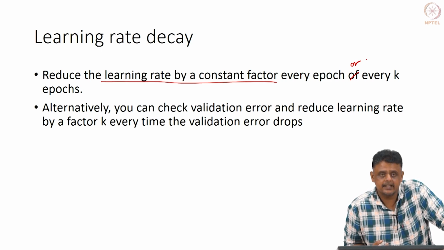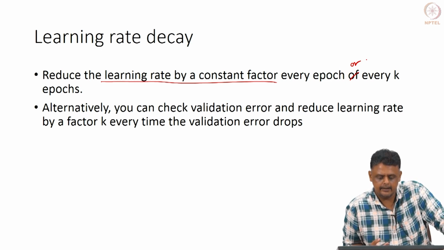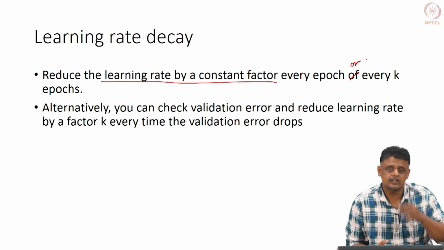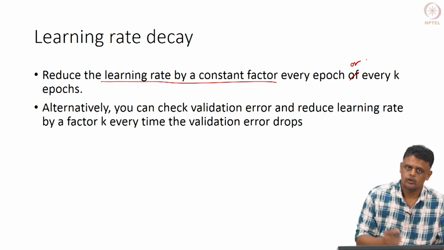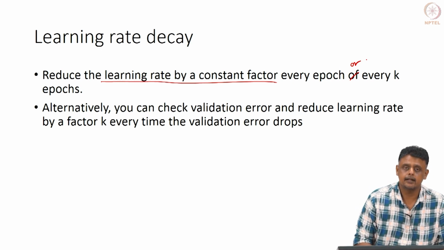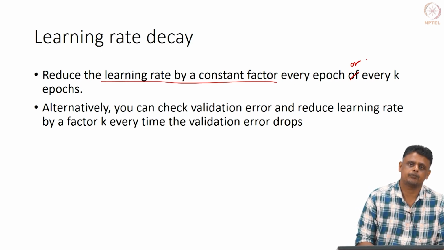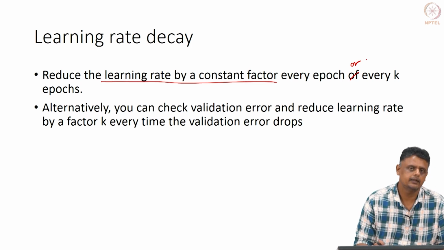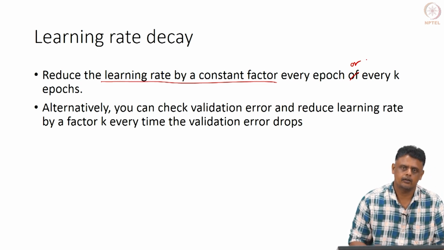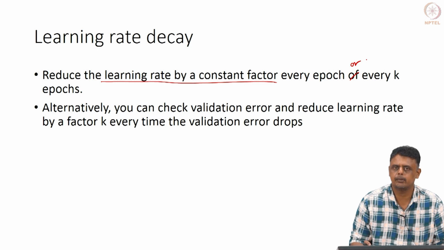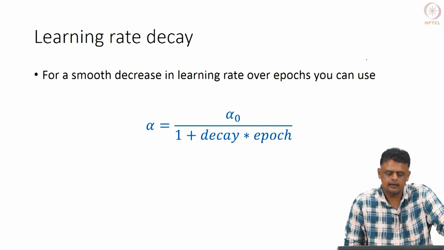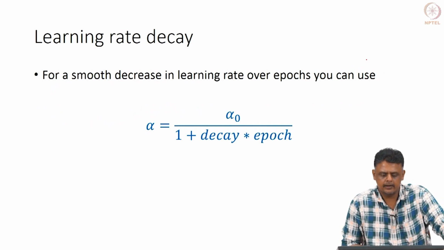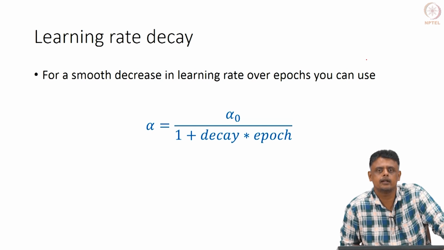Another way would be to check the validation. So, you have validation data and training data. You check the performance on the validation data, and whenever the performance on the validation data plateaus, you decrease the learning rate by a certain fixed factor. Okay, what that factor is, of course, has to be determined by trial and error or some systematic search that we saw earlier. One of the more automated ways is also to ensure a very smooth decay.